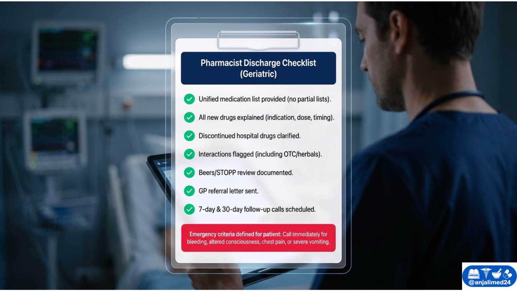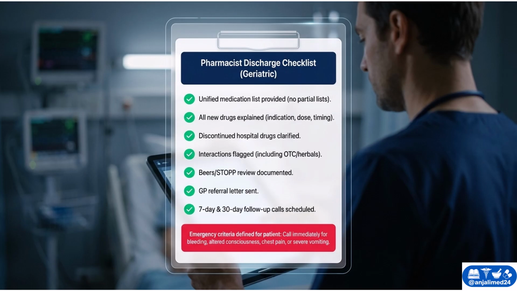Fifth, the Beers Criteria and STOPP screening review should be documented. These tools help the healthcare professionals to identify potentially inappropriate medications in elderly patients. Reducing high-risk medication lowers the risk of falls, delirium, hypoglycemia, renal injury, and hospital readmission.